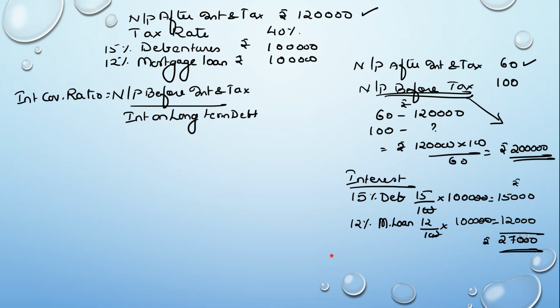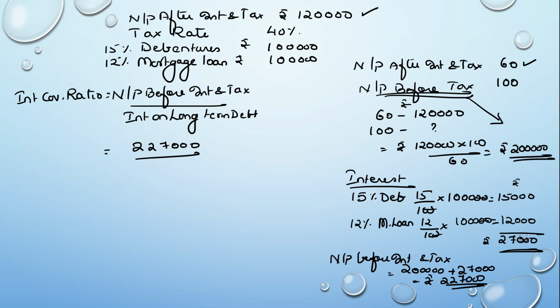So now this was net profit before tax. This is the interest. So what would be the net profit before interest and tax? It would be this 2 lakh, that is net profit before tax, plus interest 27,000. So that is 2,27,000. So we got the numerator here 2,27,000. And the interest we have to take entire 27,000. And that's it. You find out the amount. It comes to 8.4 times. So from this, we know how to now calculate interest coverage ratio.